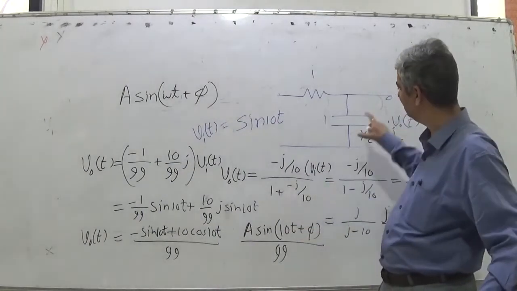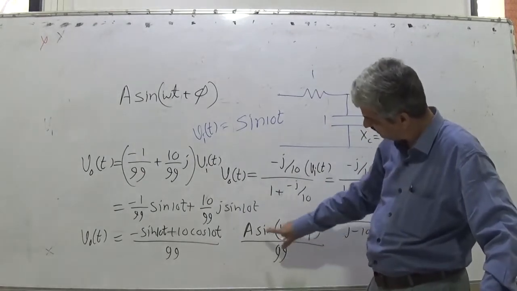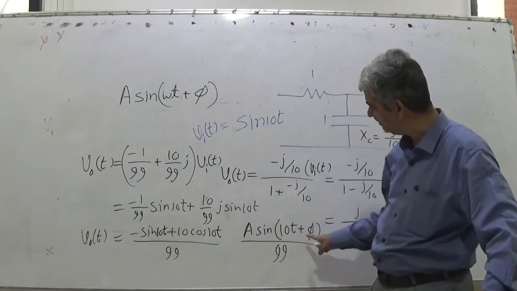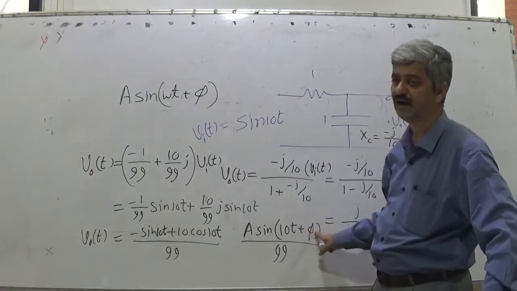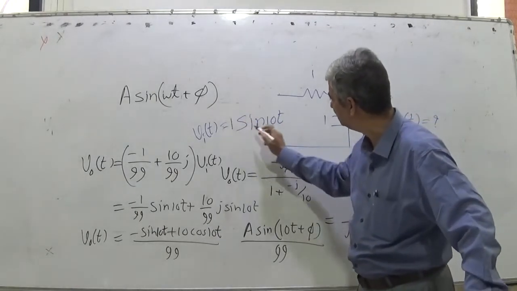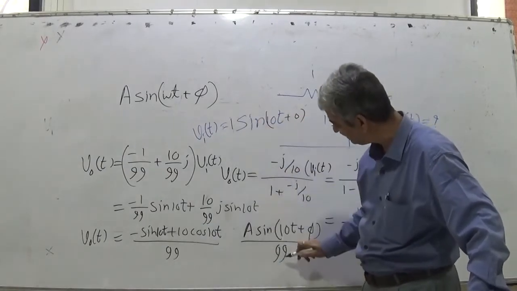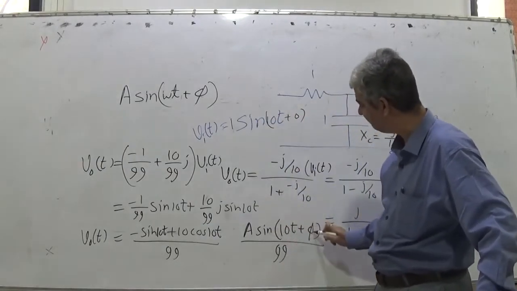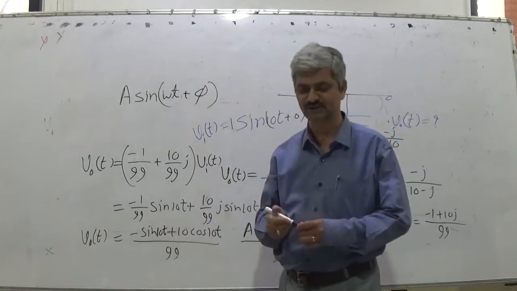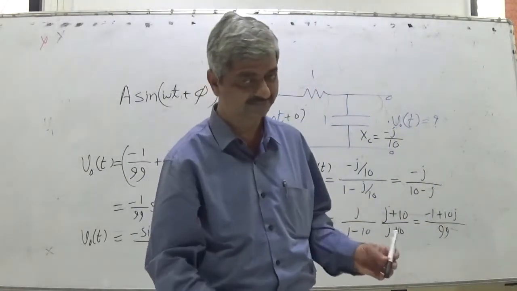Ultimately you will find that there will be a sinusoid of the same frequency, different amplitude, a by 99 is the amplitude, and different phase, some phi. Input is 1 sin 10t plus 0, output is a by 99 sin 10t plus phi. So based on this and your trigonometric expertise from standard 12th, you can simplify and get the answer.